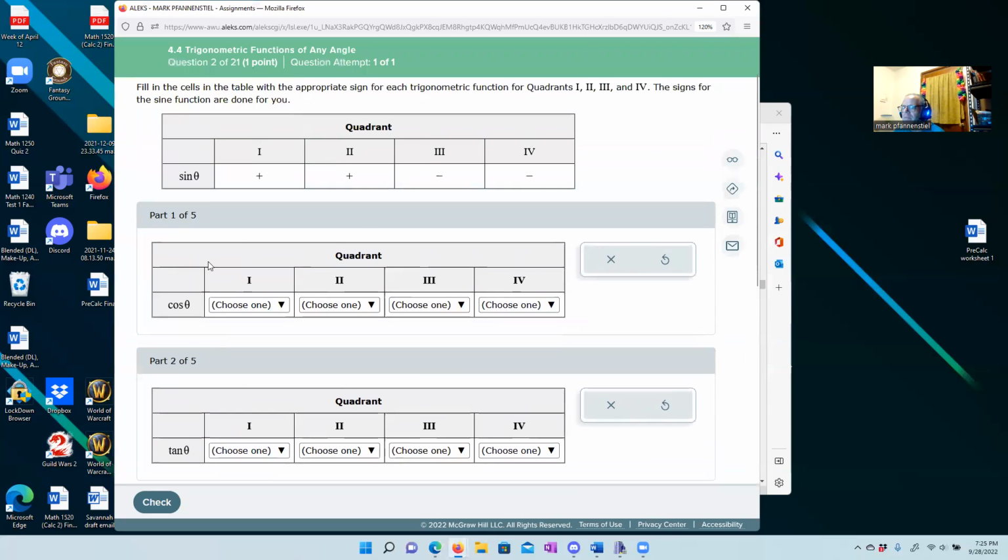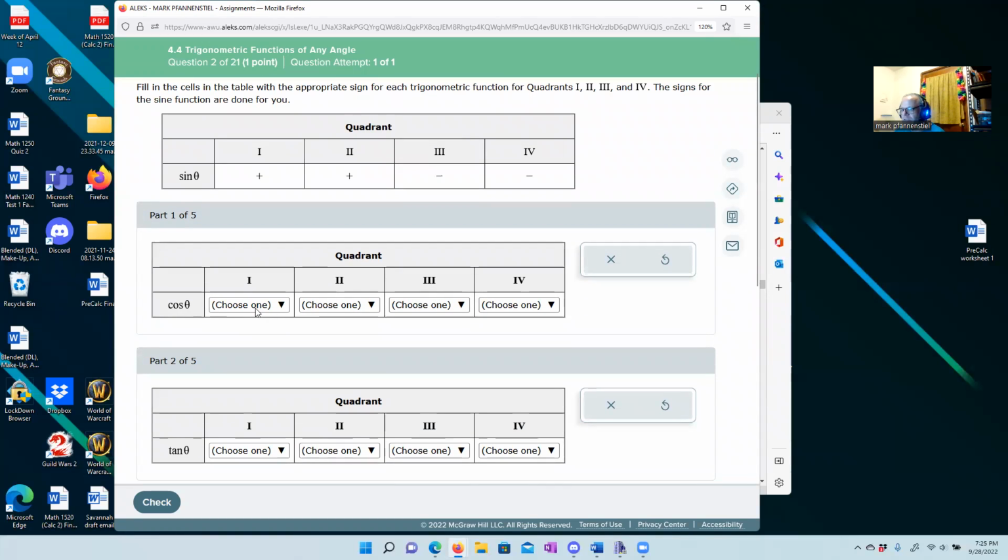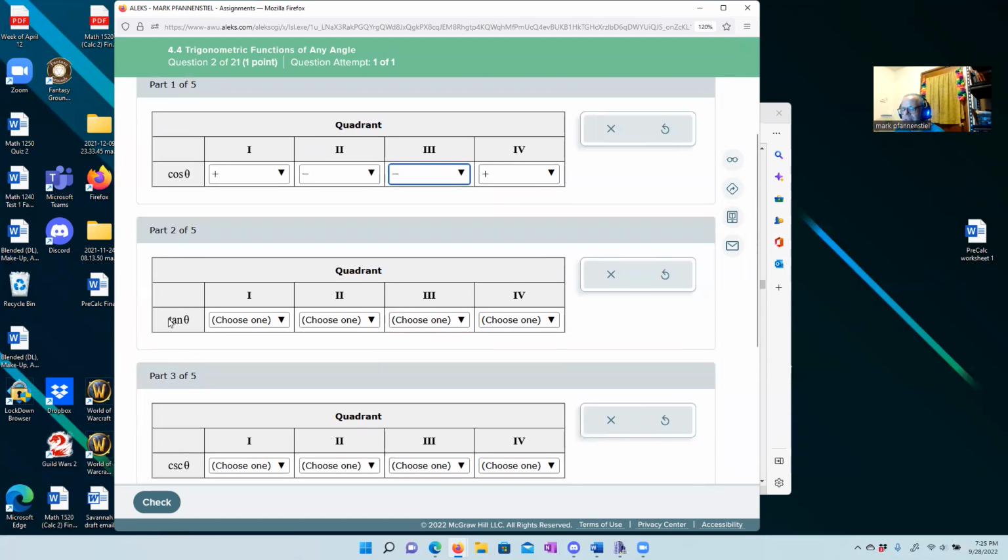All right. When I go back to my ALEKS piece here, what are they asking us to explain? Fill out the tables for the appropriate sign. So quadrant 1 for sine, quadrant 2 for sine, quadrant 3 negative, quadrant 4 is negative. Cosine is positive in the first quadrant. It's also positive in the fourth quadrant. It is negative everywhere else. For the tangent, it is positive in the first quadrant and positive in the third quadrant. It is negative everywhere else.